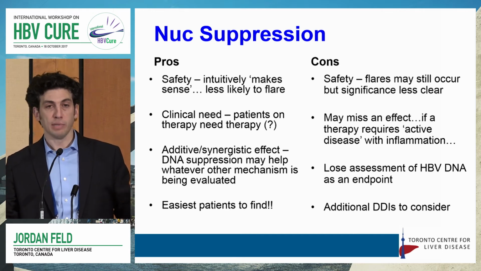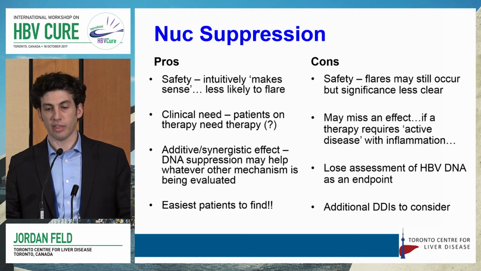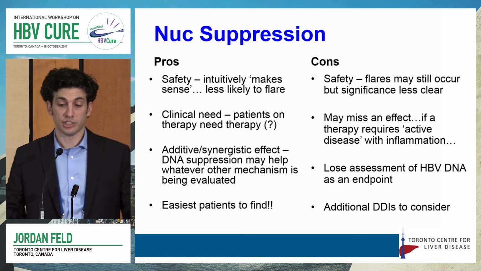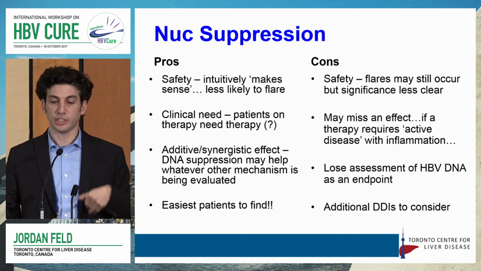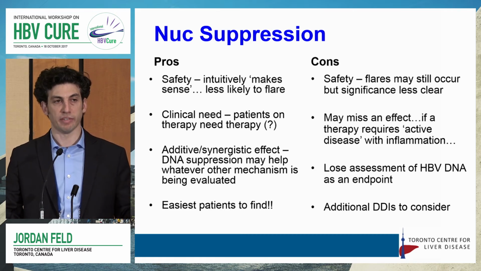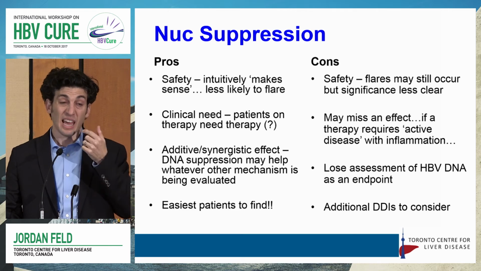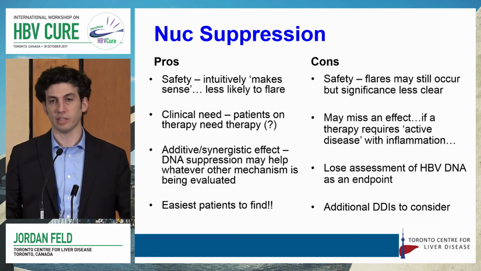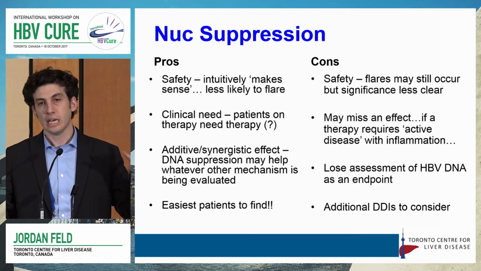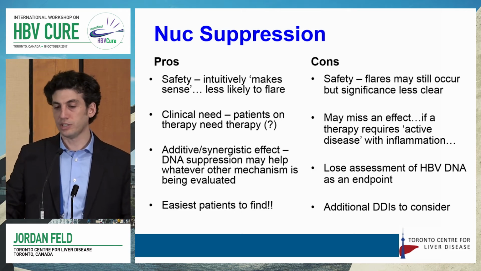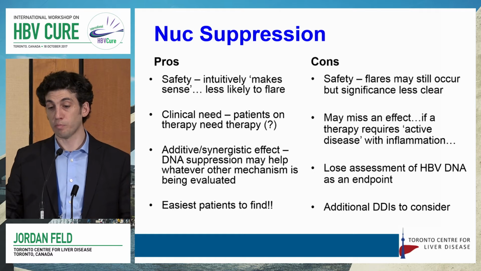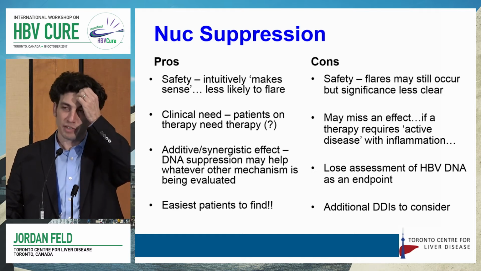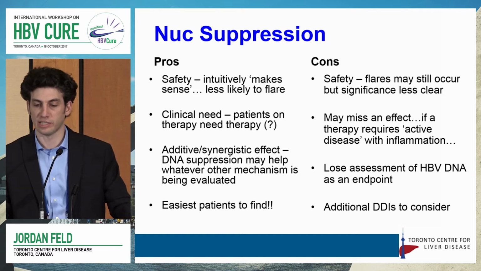Maybe there's a clinical need because these patients had some indication for therapy, so that would, at least they need something. And maybe there's an additive or synergistic effect. So DNA suppression may help whatever other mechanism is being evaluated, either by slowly reducing antigen production or other mechanisms. And the other practical point is that these are the easiest patients to find. We all have clinics full of patients that are nuc suppressed. The downside of using nuc-suppressed patients is potentially safety. So flares still may occur, but the significance of what those flares mean is actually not as clear.